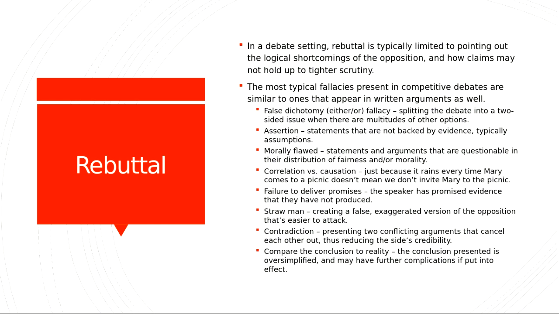Then we have morally flawed statements and arguments that are questionable in their distribution of fairness and or morality. If you are responding to an argument that is outright immoral in terms of what it's proposing, what kind of issues in terms of discrimination or fairness may come up in regards to that argument, this is where this morally flawed fallacy comes into play. You can actually call people on this, especially if it's something that they're trying to use fact to back up, because most likely you can also use those same facts to back it up the other way.